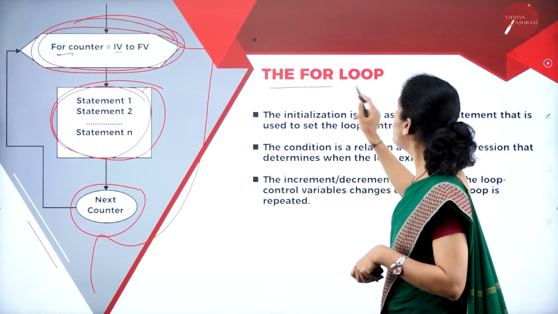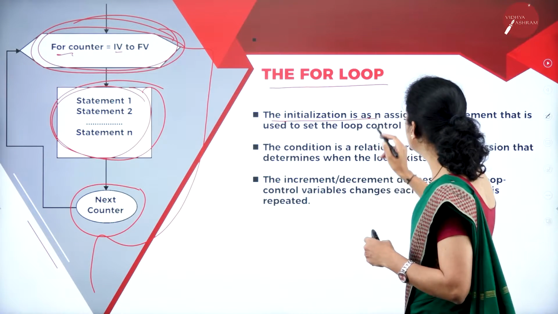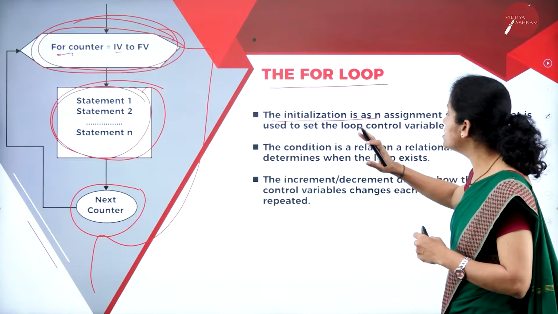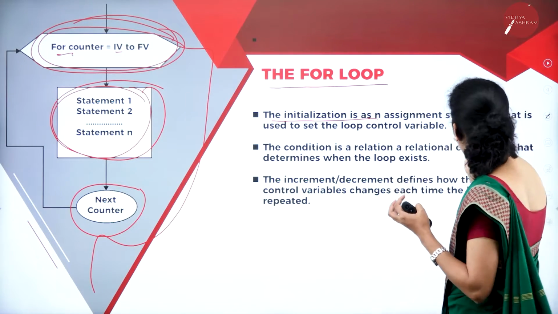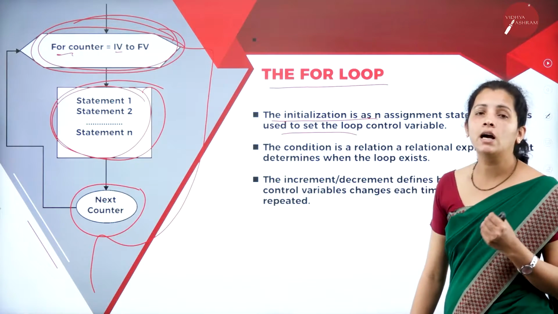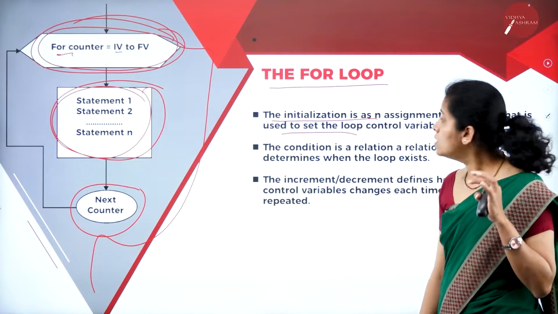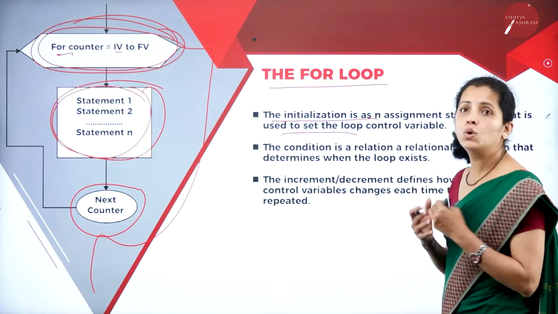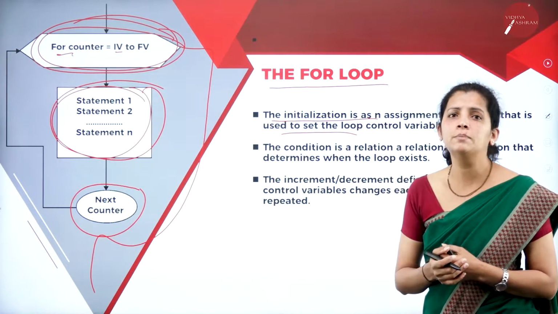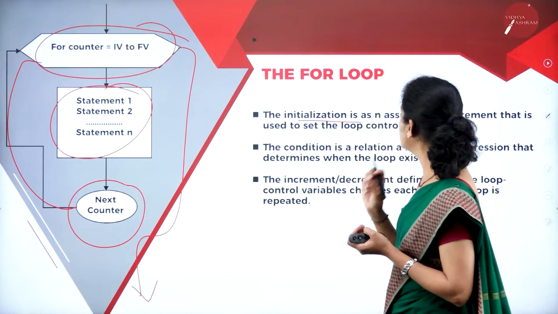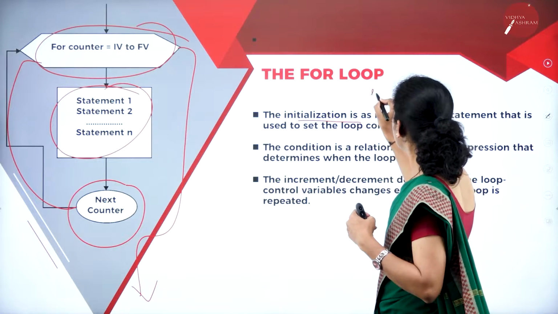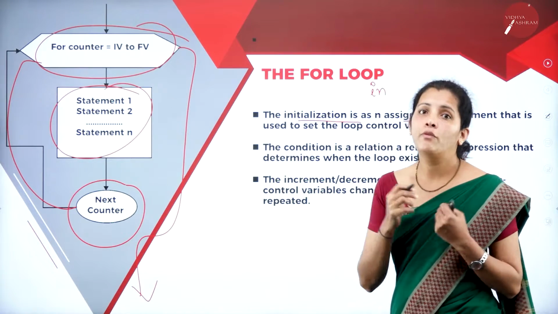So here in the for loop, the initialization is an assignment statement that is used to set the looping control variable. Suppose I want to set the looping control variable, where am I going to set it? That is at the beginning of the for loop, which is nothing but the initialization. Let me take a simple example here, that is how to initialize the variables in my for loop.